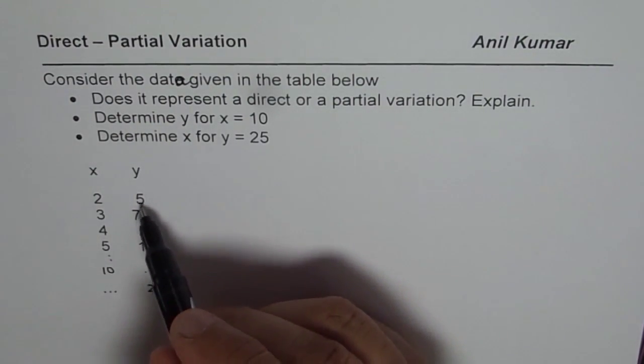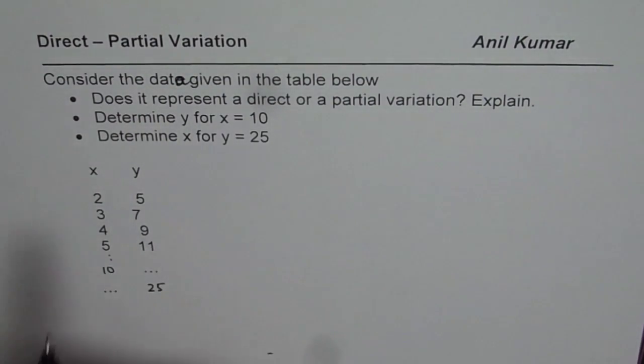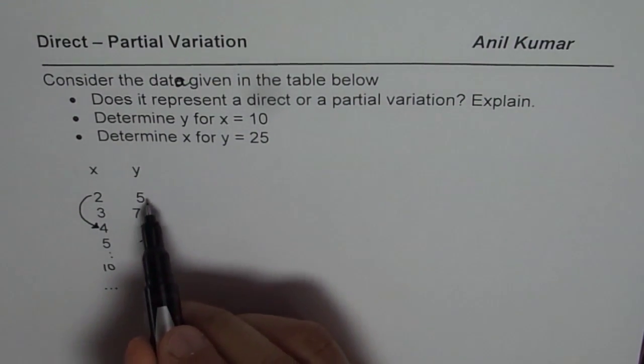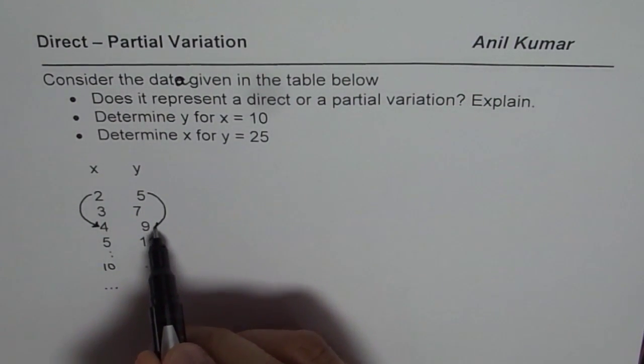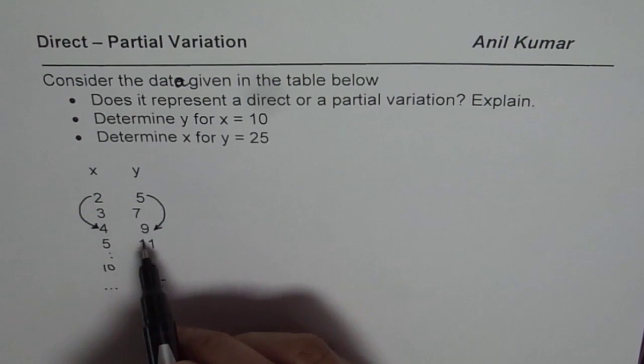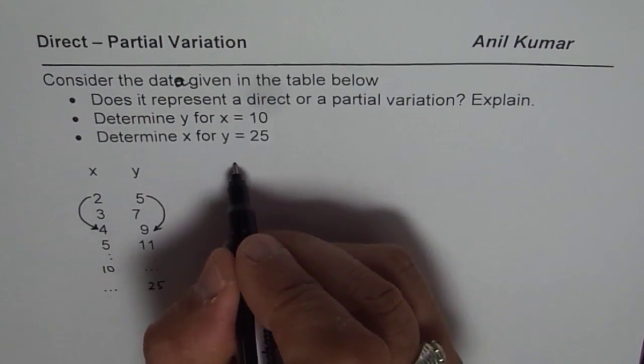Direct variation means we have a fixed ratio. That is to say, if I double x value, in that case y value should also get doubled. Now here y is not getting doubled. 5 times 2 is 10, not 9. So it is not direct. So this is partial variation.